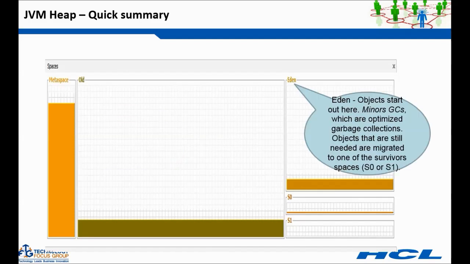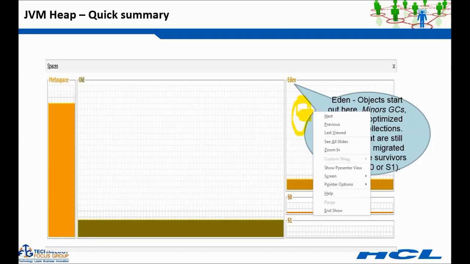Then there is Eden. Whenever you create a new object or your application starts, all objects start from the Eden area in the heap. Whenever this area is about to get filled or new memory is required, minor garbage collections happen, which are optimized garbage collections. Whatever objects survive the garbage collection are moved to survivor space S0 or S1. So you allocate an object, it will be allocated here in the Eden space.